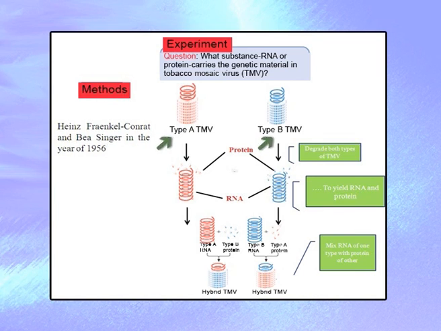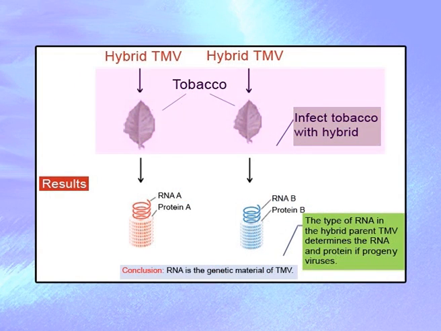Then they degraded them with the help of enzymes. So they were able to isolate the RNA and the protein component of the two different types of tobacco mosaic virus. They produced hybrid TMV viruses. They mixed the RNA from type A and the protein from type B to produce hybrid viruses. After the formation of hybrid TMV, they used it for infection of tobacco leaves. After the infection of tobacco leaves, it produced progeny viruses.